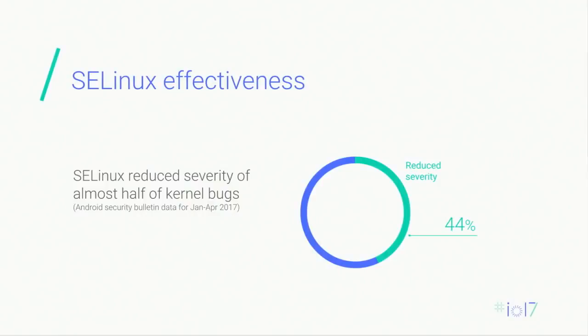We looked into the Android Security Bulletin data from the first 4 months of this year. We looked at all the kernel bugs, and we see that SE Linux actually reduced the severity of almost half of those kernel bugs by making parts of the kernel unreachable by untrusted apps. We made it so that it's much harder to exploit those parts of the kernel. And that's what SE Linux really helps with.